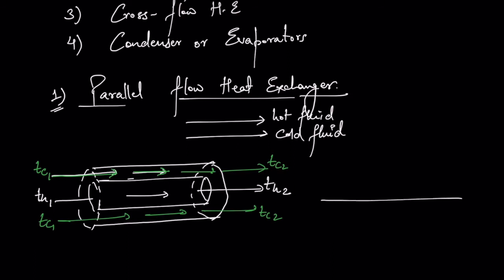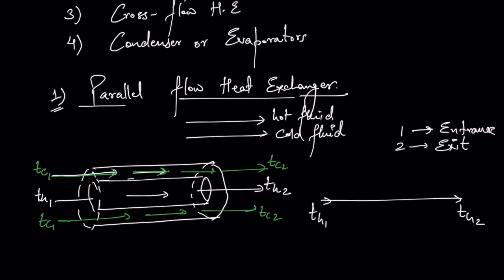So this is T hot, TH1, TH2. TH1 is the entrance. We are denoting the entrance with 1 and the exit with 2. So subscript 1 is entrance and subscript 2 is exit. So T hot, the temperature of the hot fluid at entrance, TH1.